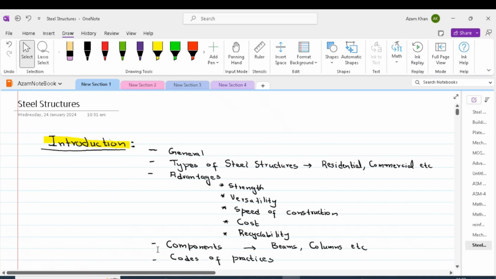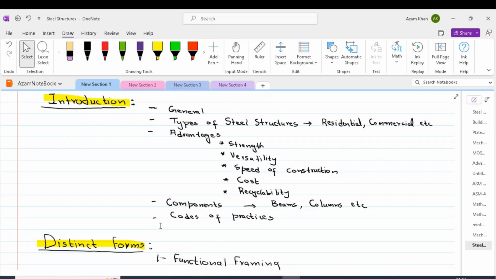Now let us discuss different components of steel structures. In the case of steel structures, we can have columns and beams, we can have trusses, bracing systems, foundations, connections, flooring systems, and so on and so forth. In this course, we will discuss the design of plate girders, design of composite construction, design of composite beams and flooring system, and design of connections.